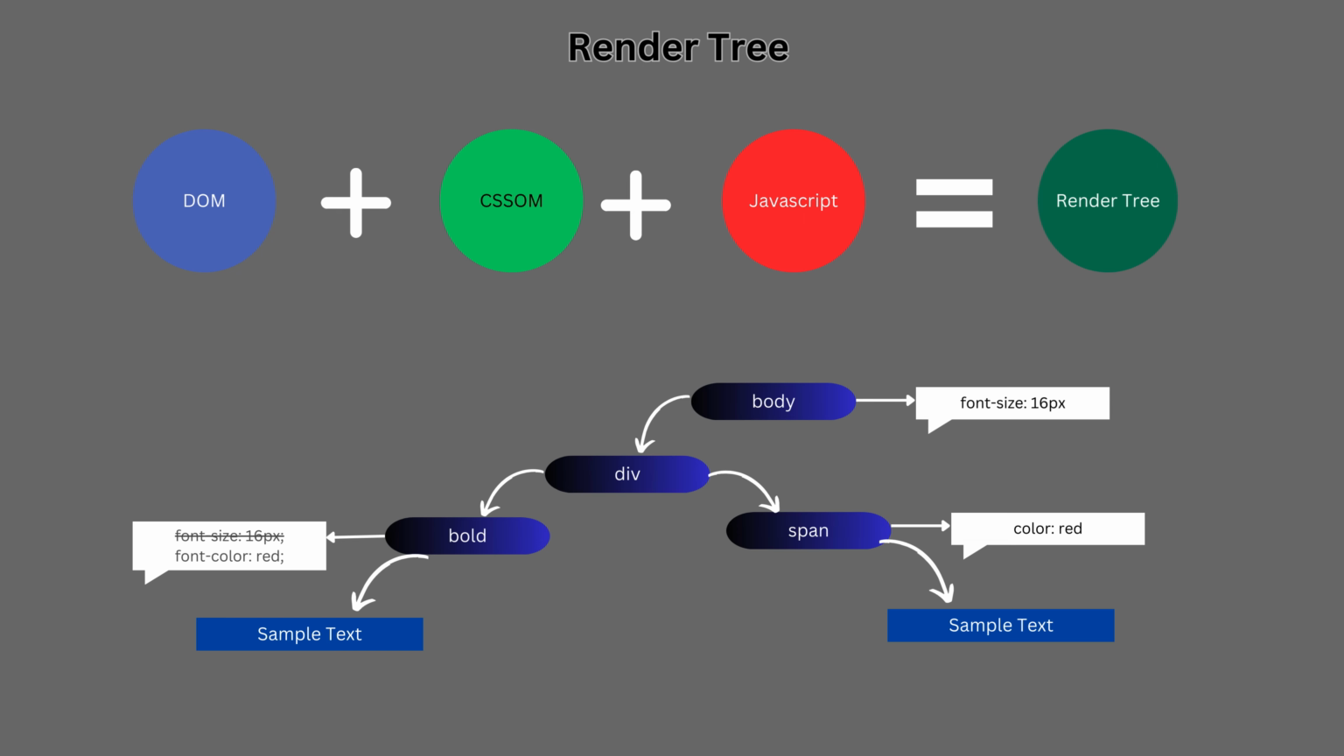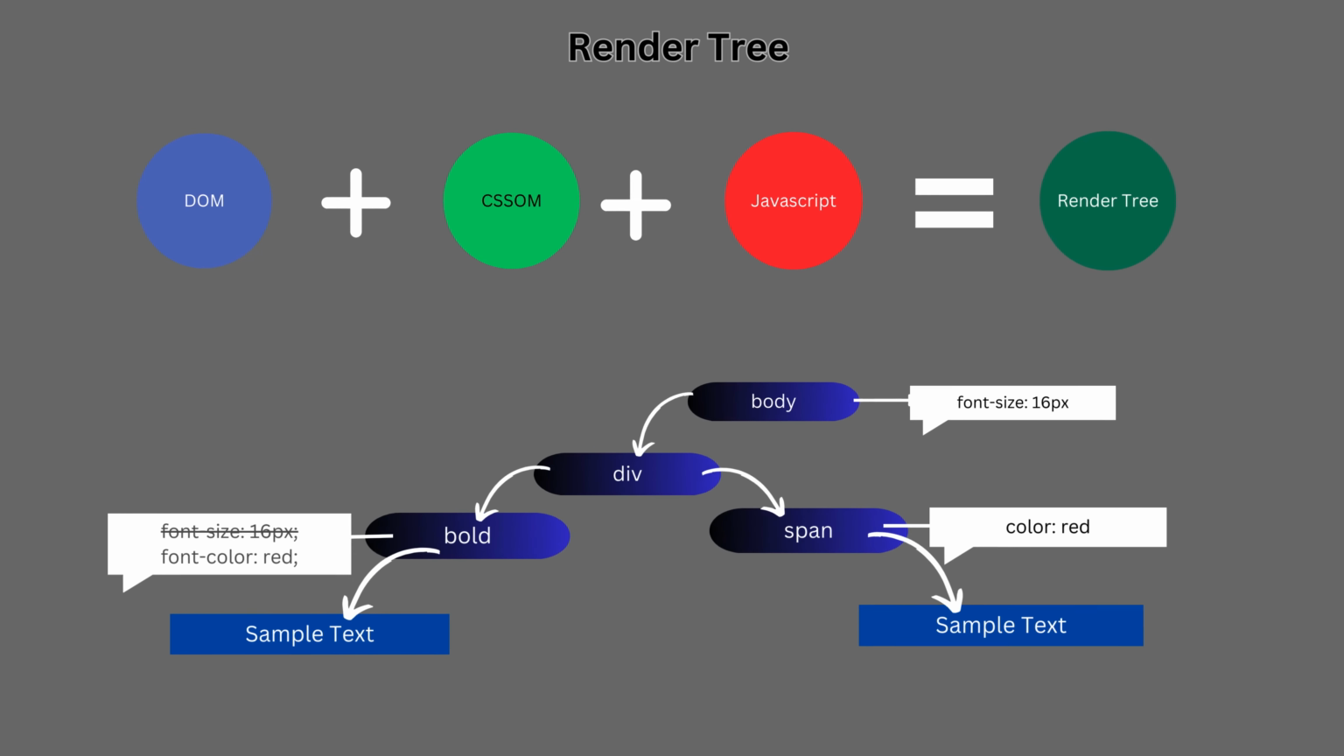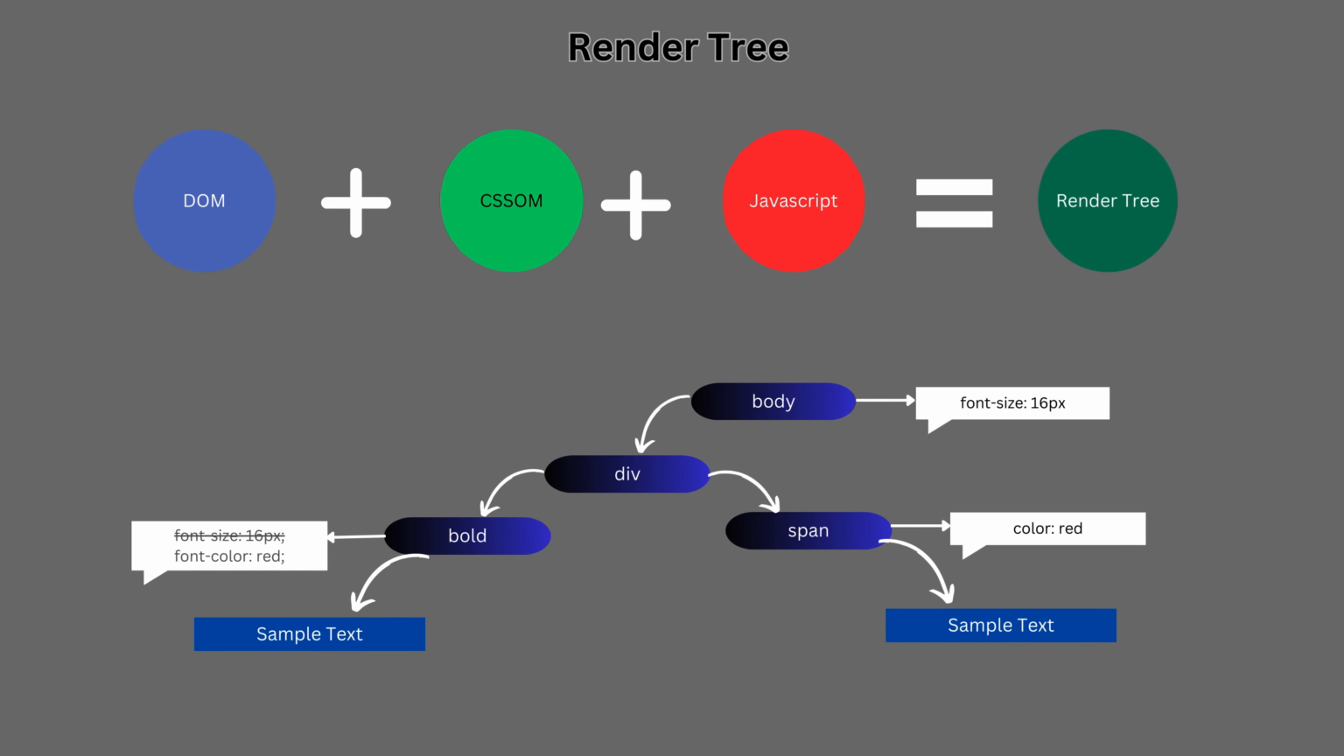The render tree only includes nodes that are required for rendering the page. It omits non-visual elements like script tags and elements set to display: none. Render objects. Each node in the render tree corresponds to a render object. Each render object contains the dimensions and position, along with the styling information from the CSSOM.